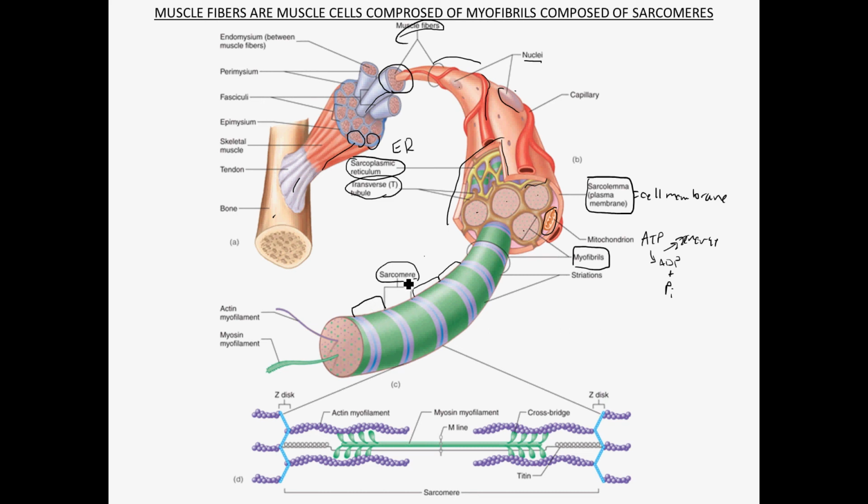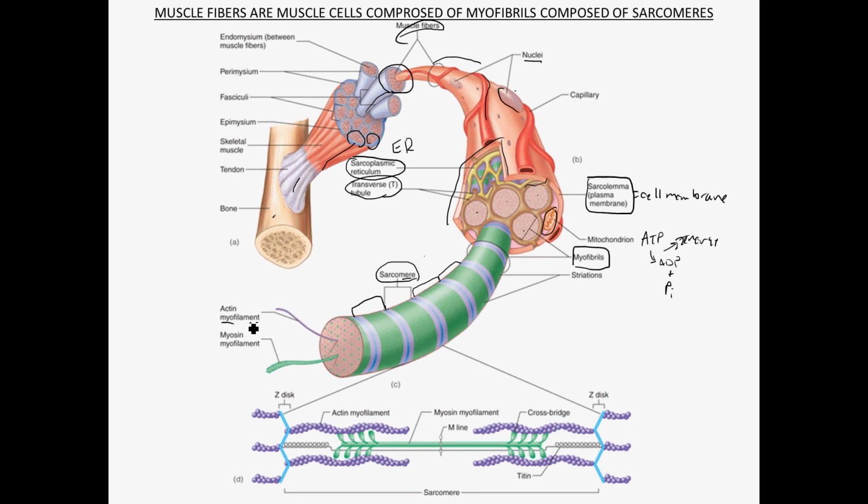So sarco means flesh, and mere is just a unit, so this is the flesh unit. From this border to this border is the sarcomere. Now if we zoom in on that, what we notice is that the sarcomeres are made up of repeating patterns of two proteins that we call myofilaments.